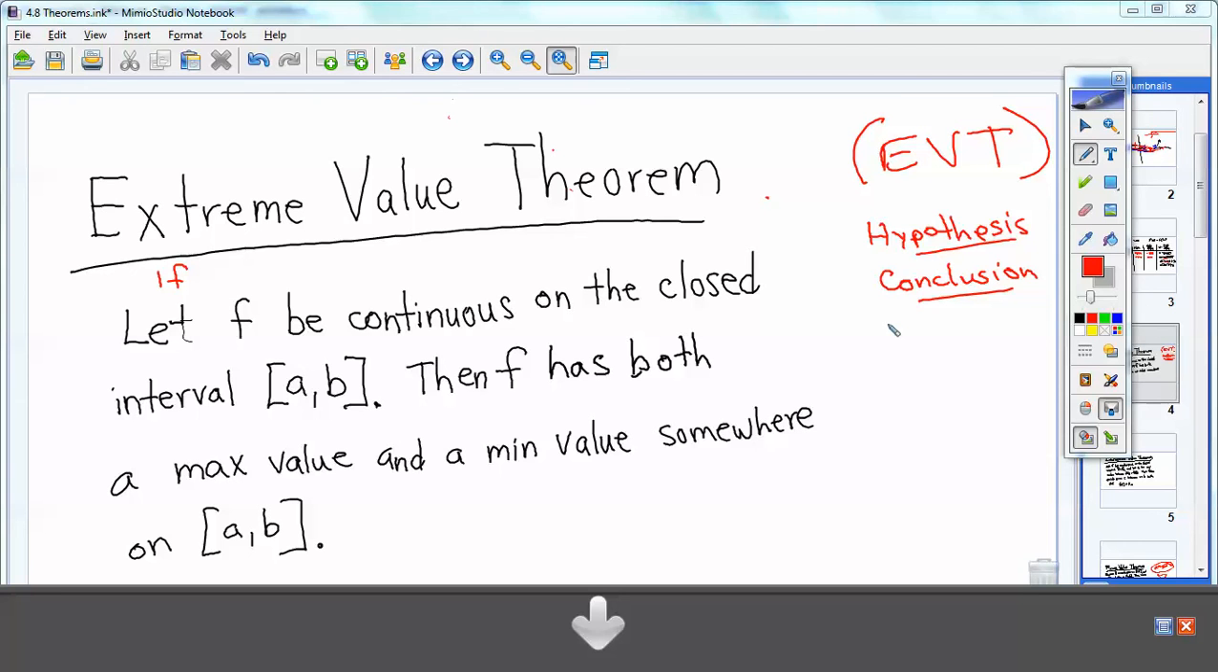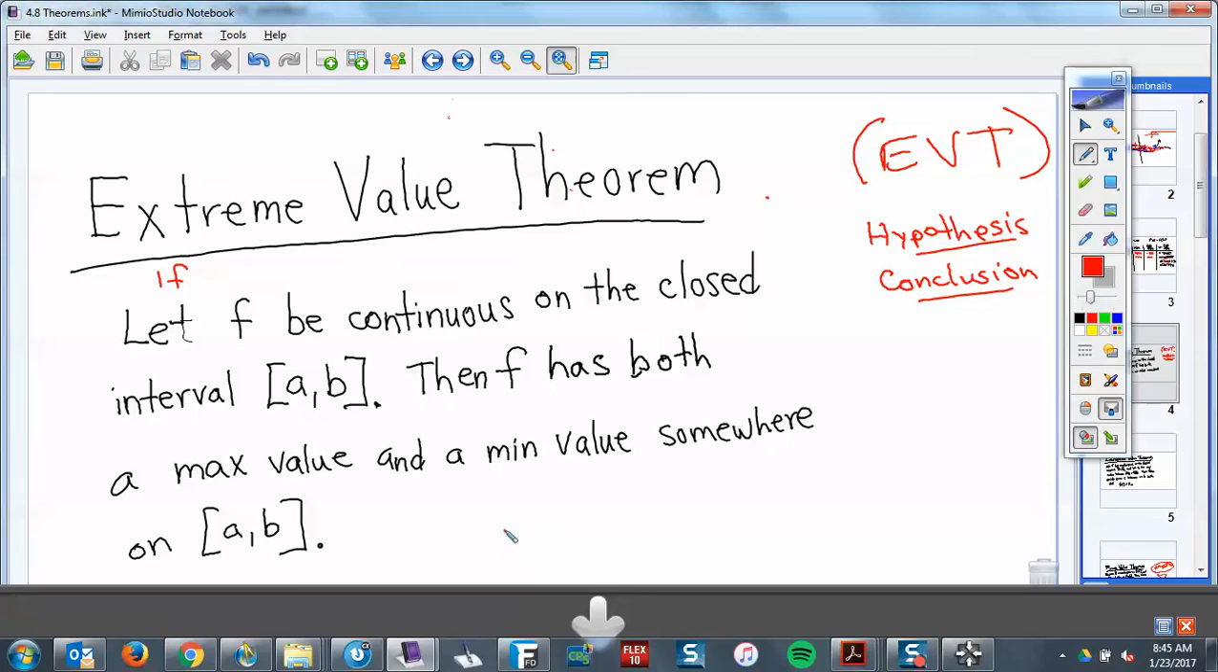Now this is called an existence theorem. It doesn't really tell us where to find it. It doesn't tell us where to look for the max and min. It doesn't tell us what the max or min is. It only tells us that there is one. And all this is saying is there has to be a highest and a lowest spot.